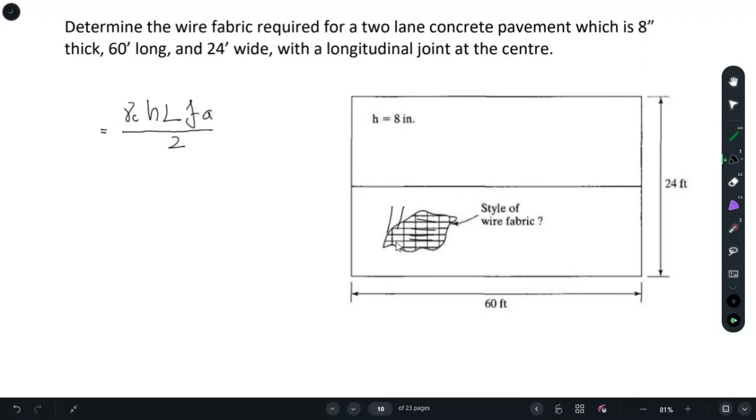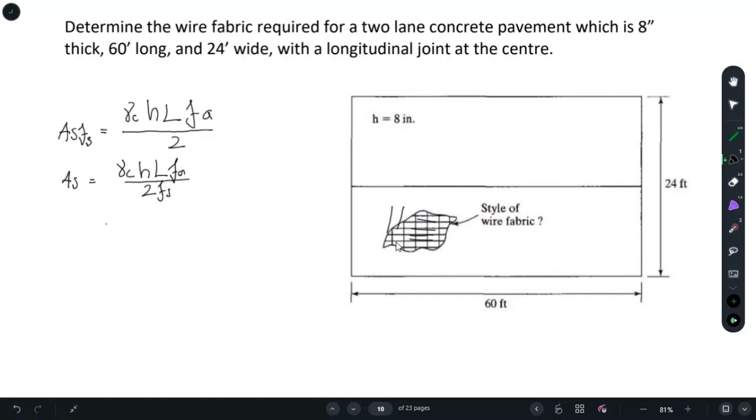So how much tension a steel member can sustain is equal to As Fy. In this case, we will use the allowable tensile strength of steel. Let's say we call it Fs. So from this equation, we're interested to find out As, which is gamma C H L F over 2 Fs. There are derivations for the formula, but we are not interested in that. We'll just find out the reinforcement area and its spacing.